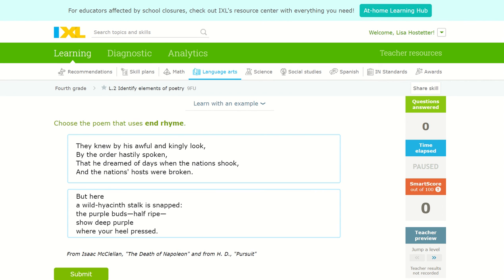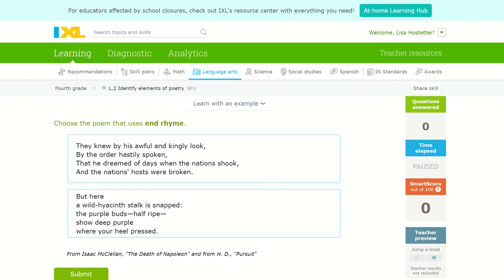So the first poem says, "They knew by his awful and kingly look, by the order hastily spoken, that he dreamed of days when the nations shook and the nations' hosts were broken." So this would be an A, B, A, B poem, because the word look and the word shook rhyme. That's the first and the third line. And spoken and broken rhyme, and that is the second and fourth. But we still don't know if it's the right answer, so let's read the next one.